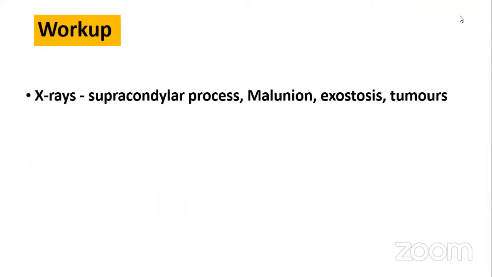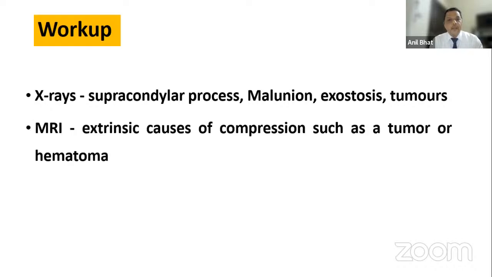The basic workup should always start with an X-ray. Don't forget the X-ray, because sometimes there might be bony abnormalities causing compression. A lot of times patients come in straight away with an MRI, which is not really correct. There could be a supracondylar process which can cause compression of the median nerve. There could be malunions, like distal radius malunions, causing carpal tunnel syndrome. There could be exostosis anywhere in the body and they can cause compression. Tumors, again, same problem. MRI is definitely required when we suspect something like tumors, hematomas, and things like that, but it is not always needed.